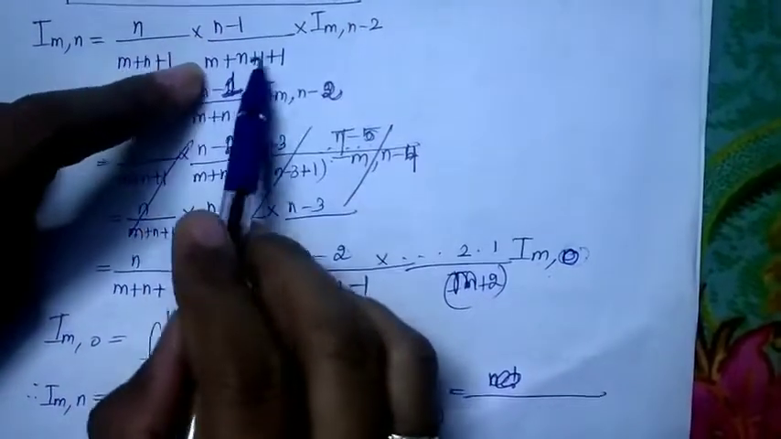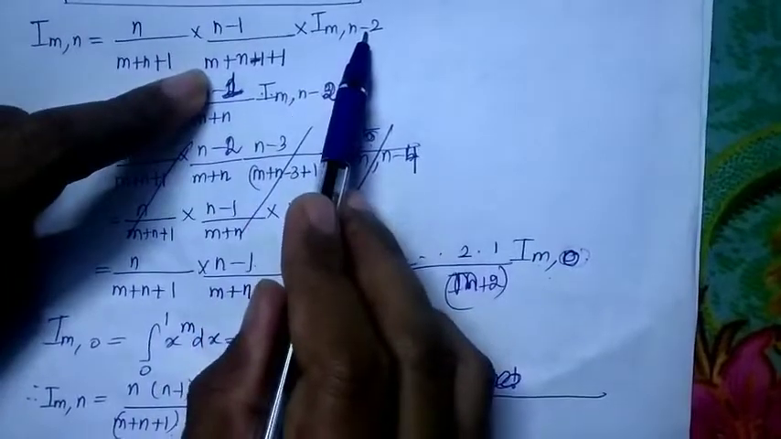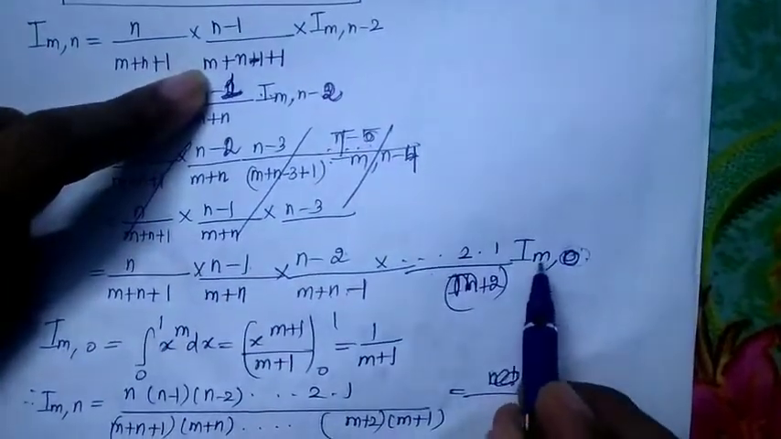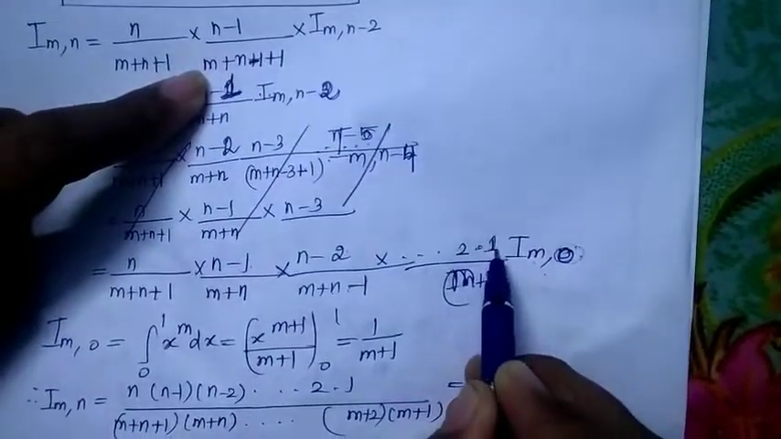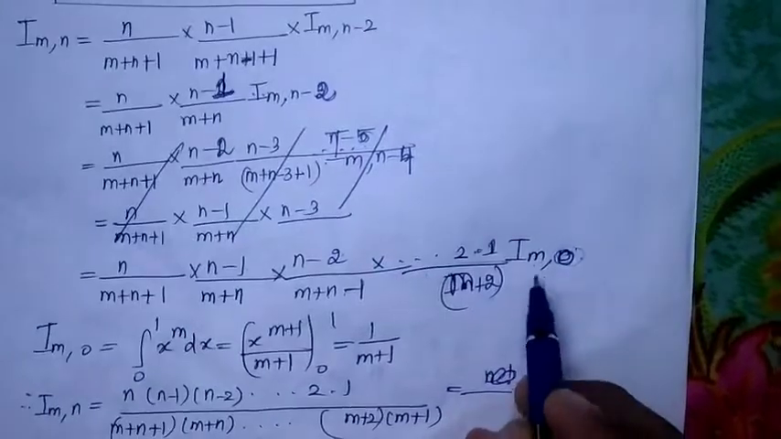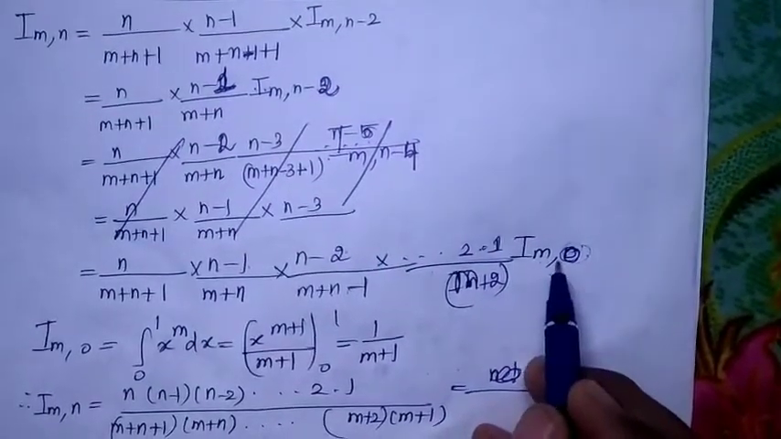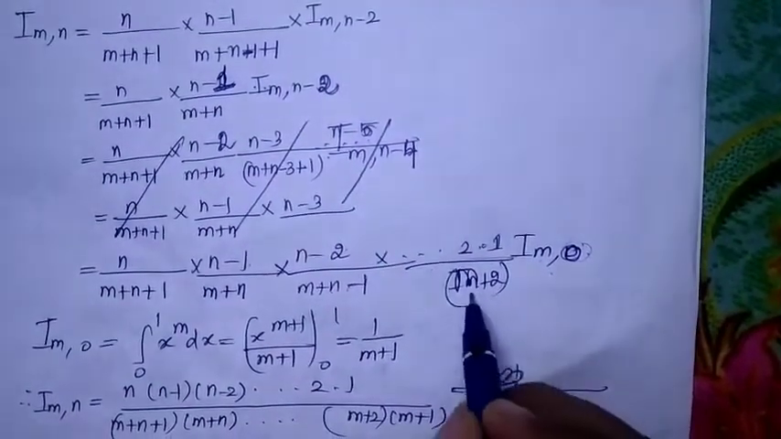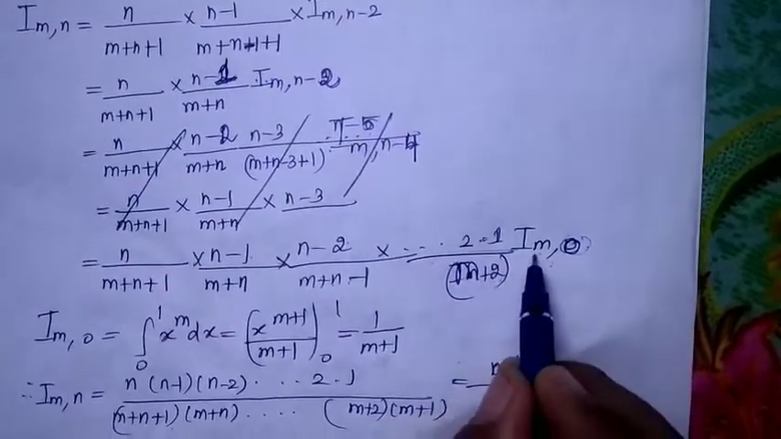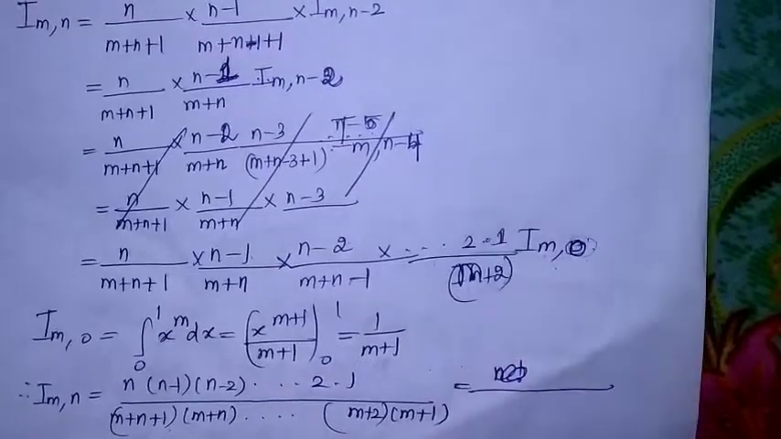Then what you have to do? You have to add this number, plus 1, right? So this is what we will be doing. So you will get 1 divided by, you have to add both the numbers with 1, right? So m plus 1 you will get, so m plus 2 you will get. So 2 by m plus 2 into I(m, 0) you will get, right? So this is what we are having.